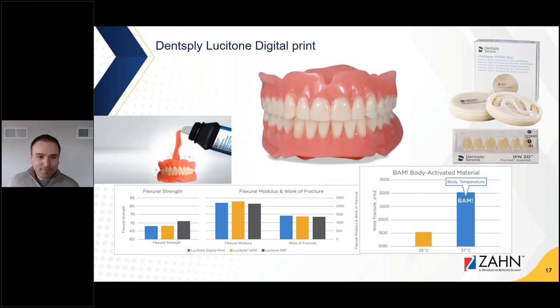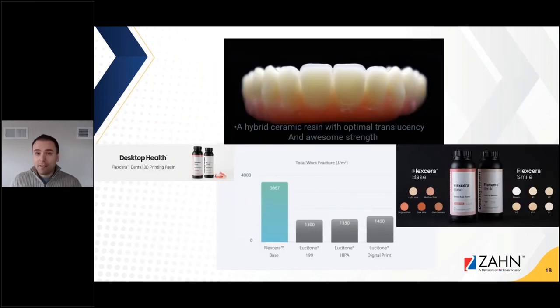So now, this is the exciting stuff. A lot of companies are coming onto the market with new materials because they're putting a lot of effort into developing them. Desktop Health has this new offering called Flexera Base and Flexera Smile. It is a hybrid ceramic resin with optimal translucency and awesome strength. So this is where I think the future of the material is going to be.